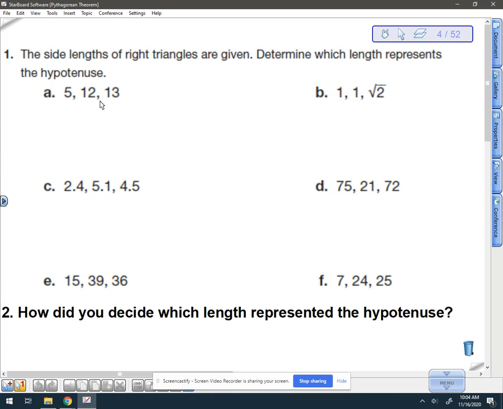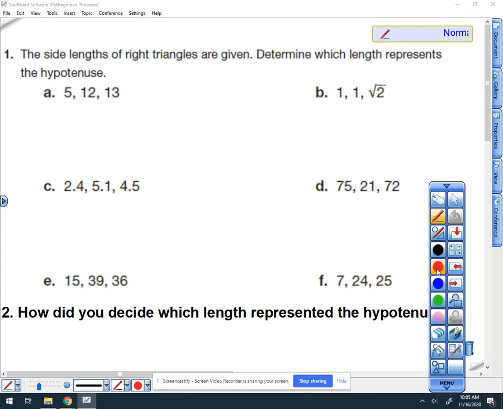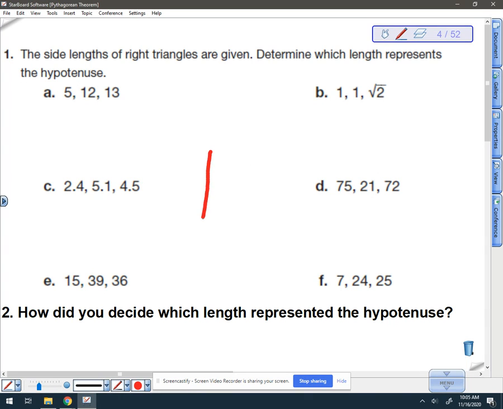So what about if you looked at, let's go and look at D. If you have a triangle that has sides of 75, 21, and 72, which one would be the hypotenuse? Think about it. It would have to be 75. If I have a right triangle, and we're using this one, I've got sides of 15, 39, and 36. Which one would be the hypotenuse? Look at it and think about it. Which one would be the legs?